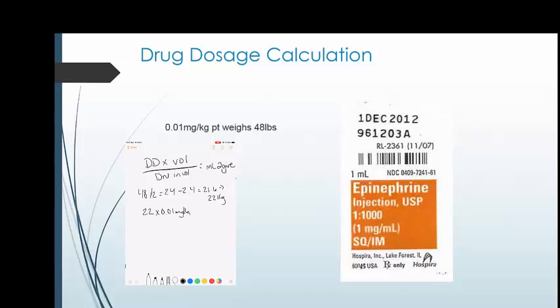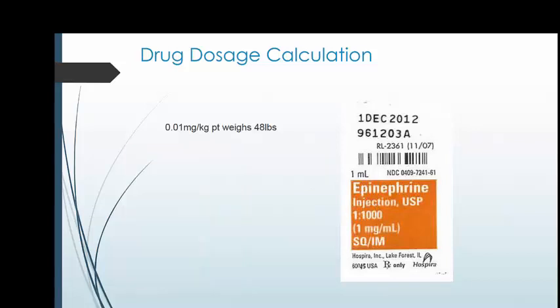Now we're going to take that 22 kilograms and multiply that times your 0.01 milligrams per kilogram. And that's going to give you 0.22 milligrams. So that's our desired dose. Now we plug in 0.22 milligrams times your volume, which is 1 milliliter, divided by your drug in that volume, which is 1 milligram, and that gives you 0.22 milliliters.